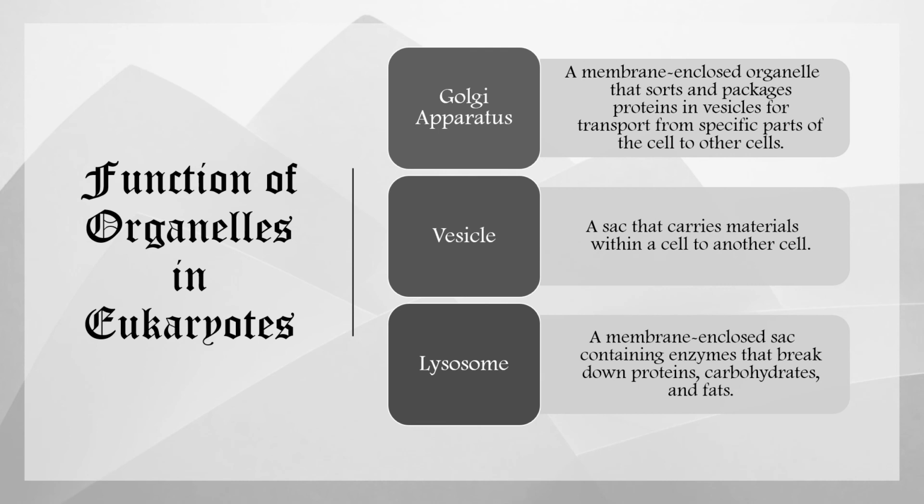More organelles in eukaryotes include the Golgi Apparatus, the vesicle, and lysosomes. The Golgi Apparatus is a membrane-enclosed organelle that sorts and packages proteins in the vesicles for transport from specific parts of the cell to other cells. A vesicle is a sac that carries materials within a cell to another cell. Lysosome is a membrane-enclosed sac containing enzymes that break down proteins and carbohydrates and fats.